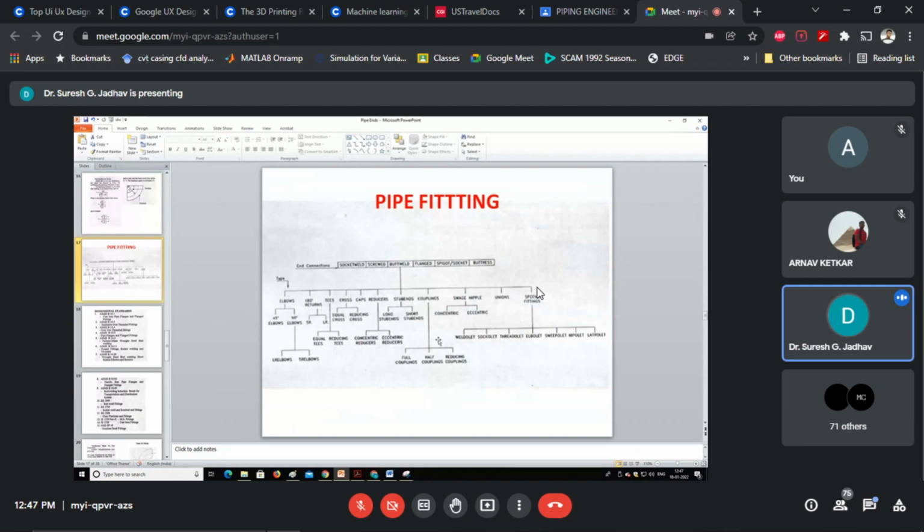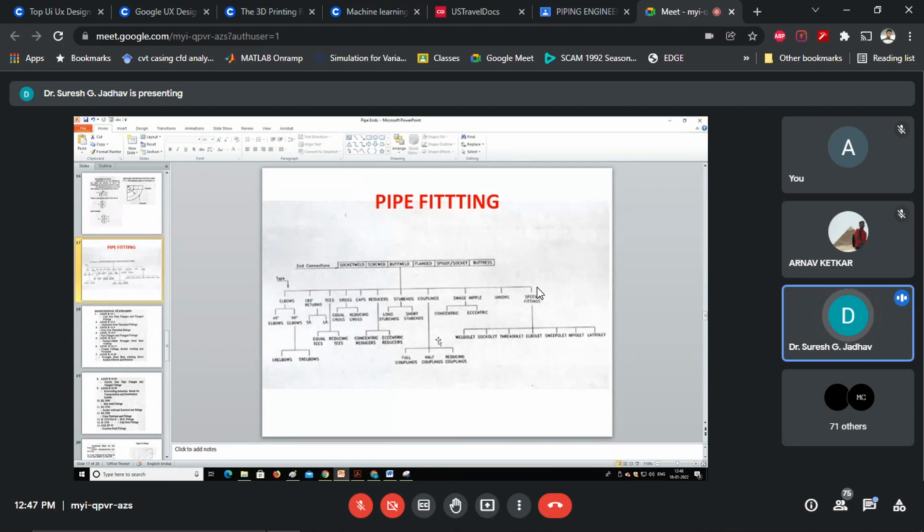Okay. Now next, pipe fittings. In an earlier lecture, we have seen the 3D sketches of some pipe fittings. Now some pipe fittings are classified based on end connections. In an earlier lecture, we considered some end connections. Now again, we will revise end connections.